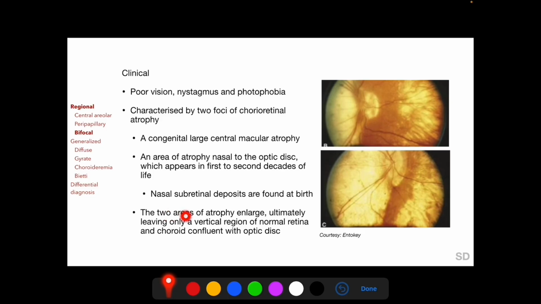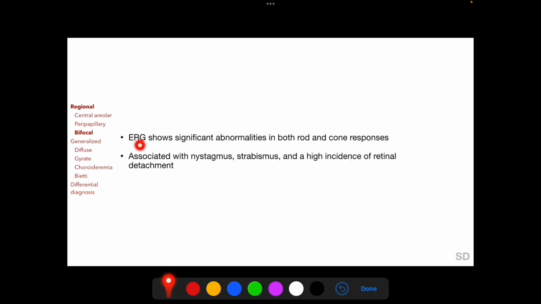These two areas of atrophy enlarge and ultimately leave only a vertical region of normal retina and choroid confluent with the optic disc. ERG shows significant abnormalities in both rod and cone responses, particularly in later stages of PBCRA, and PBCRA is associated with a high incidence of retinal detachment.